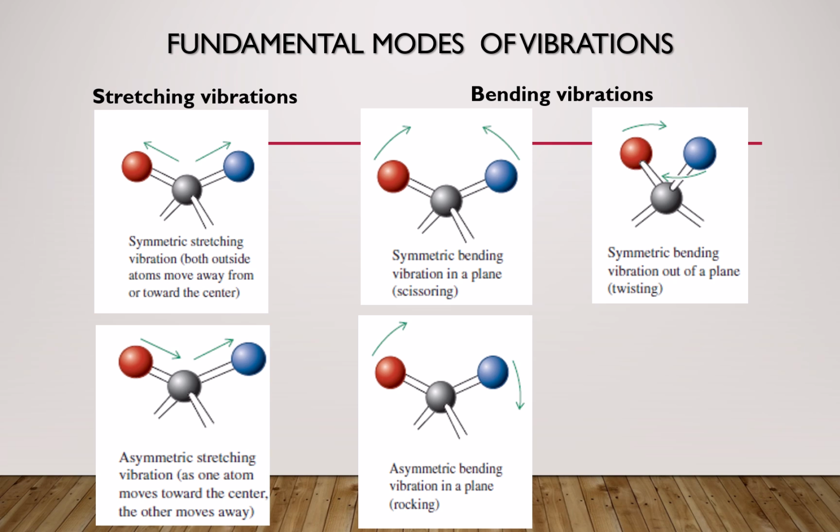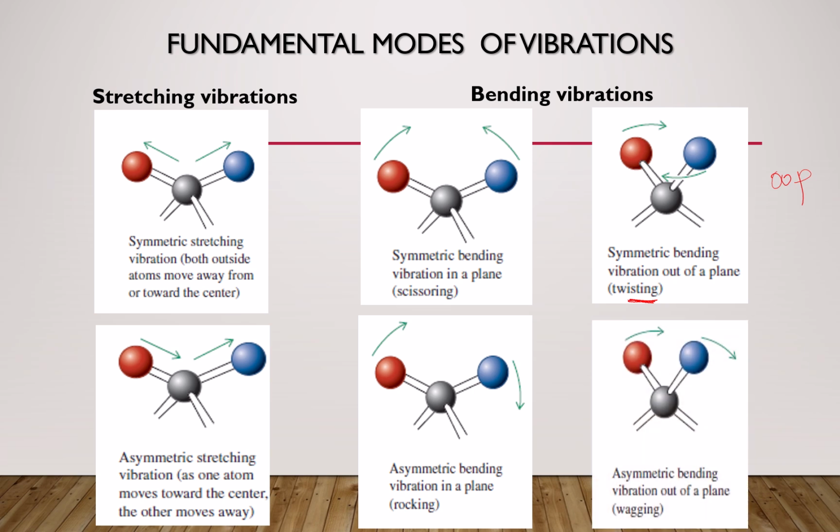The next type of bending vibration is out-of-plane bending vibration. In short, we write it as OOP, meaning out of plane. Here again we have symmetric bending vibration, commonly called twisting vibration. If you are watching this video on your phone, one atom will go below the plane of your mobile phone and the other will come above, and then they will twist. So that is twisting vibration.